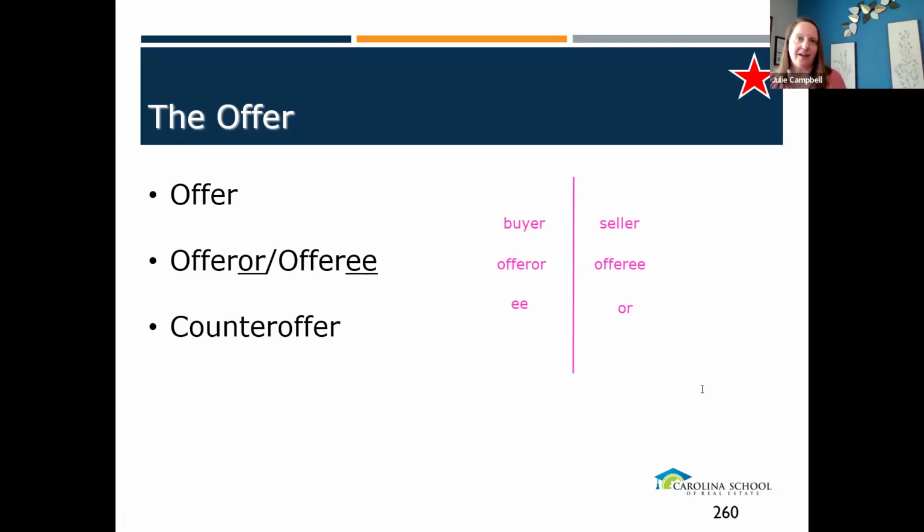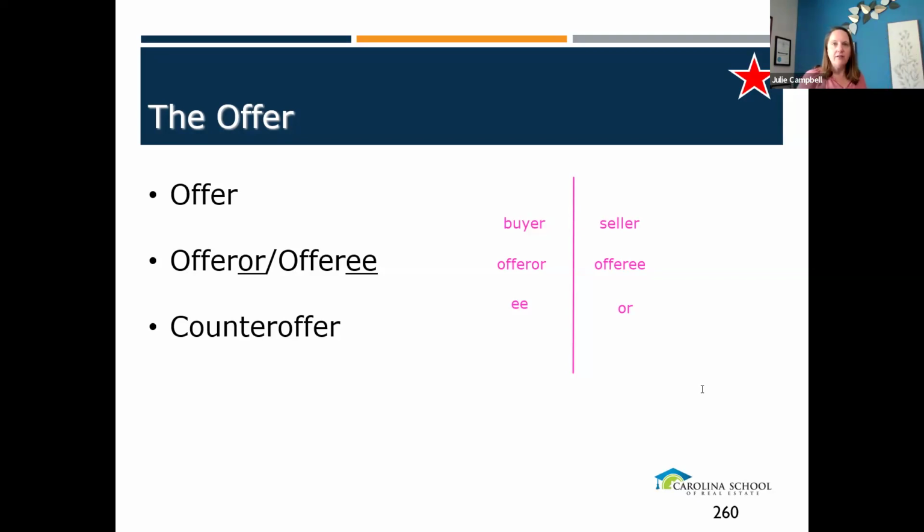I think we should all go through that together. Buyer makes an offer to the seller. Offeror makes an offer to the offeree. The offeree has three choices. They can accept it, reject it, or counter it. In a counteroffer, the roles reverse. The seller has rejected this offer, and they have presented a brand new offer to the buyer. The seller becomes the offeror, the buyer becomes the offeree.